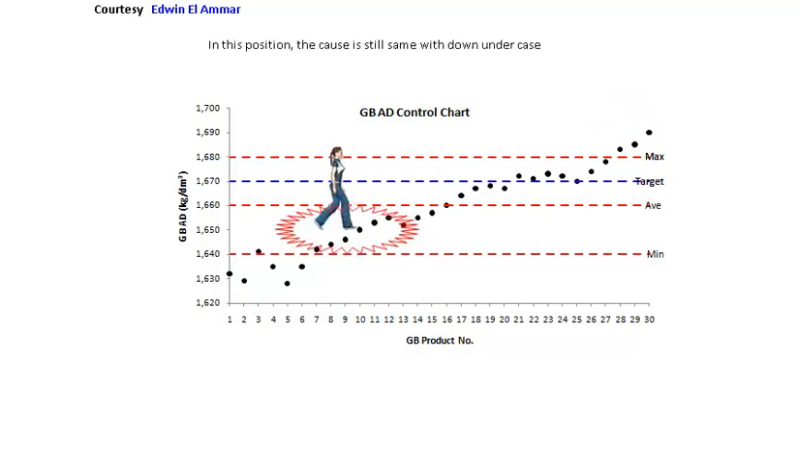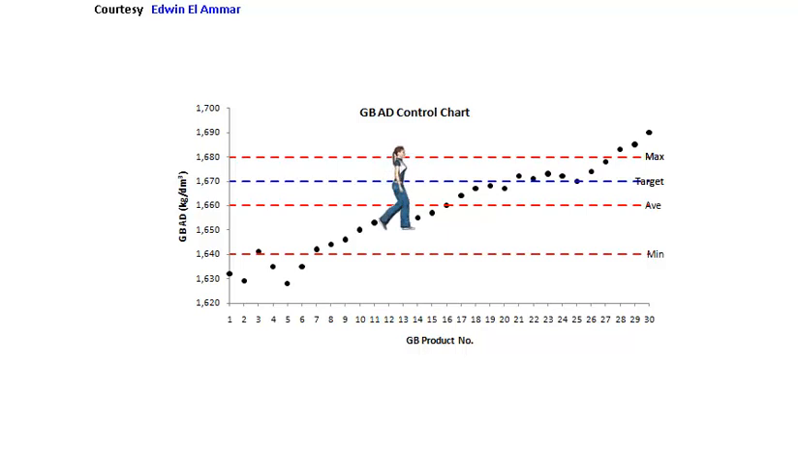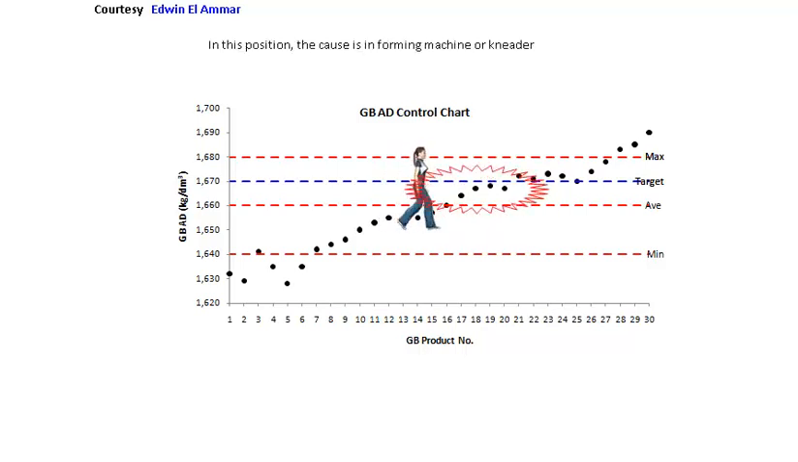In this position, the cause is still the same as the down under case. Just use the same trick to overcome this problem. In this position, the cause is in forming machine or kneader. Just follow the tricks already explained to overcome this problem.